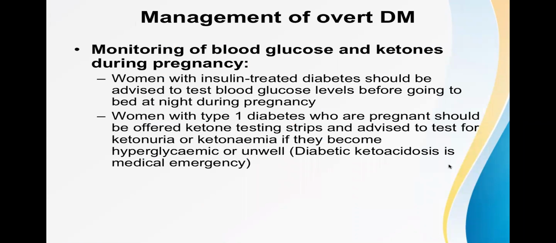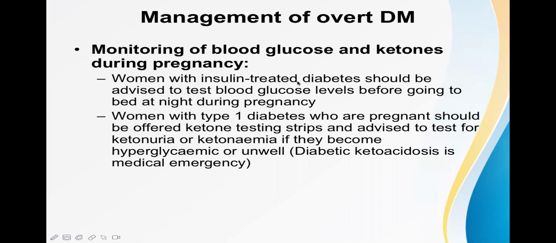Let's talk about the management of this overt diabetes, and then we'll move on to the gestational diabetes, which is the main topic. So how do we do that? Monitoring of blood glucose and ketones during pregnancy is one of the important management steps. And how do we do that? We give insulin to those ladies. Especially if they are diabetic, the drug of choice during the management in a pregnant condition is insulin.